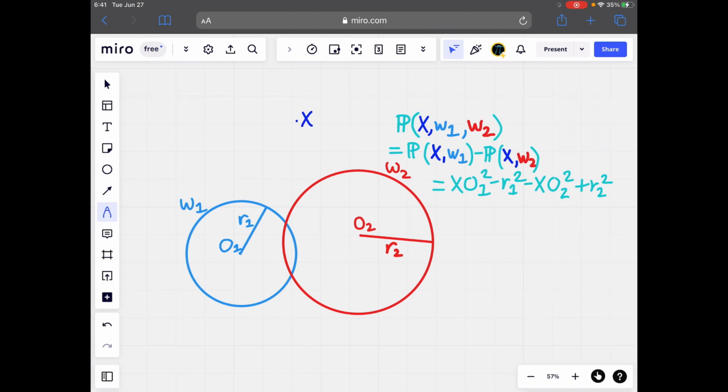And our goal is to show that this function is a linear function. This phenomenon is known as linearity of power of a point, and it's often shortened to simply linearity. It occurs on many late AMC problems and some USAMO.